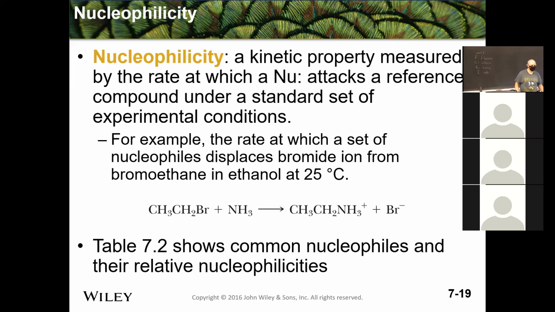All right, let's look at nucleophilicity, or nucleophilic strength. This is actually a kinetic property. It's measured by the rate at which the nucleophile attacks a reference compound under a standard set of experimental conditions. For example, the rate at which a set of nucleophiles displaces bromide ion from bromoethane in ethanol at 25 degrees Celsius. In the next table, we'll look at some common nucleophiles and their relative nucleophilicities.